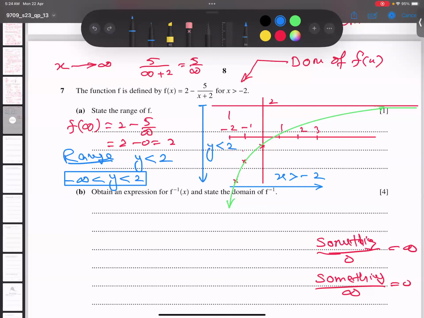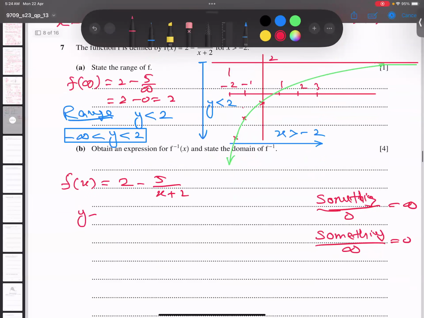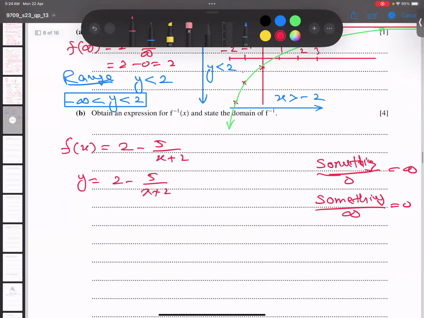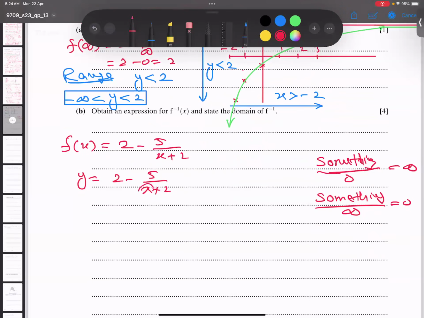So let's try to do it. Expression of f inverse. So step number 1: f of x is 2 minus 5 over x plus 2. Step number 1, remove the function name and write y. Now, because my target is x and the negative sign is there, I try to make it positive, so I bring this to this end and y to the other end. Basic algebra, we have done this kind of thing even in O levels.